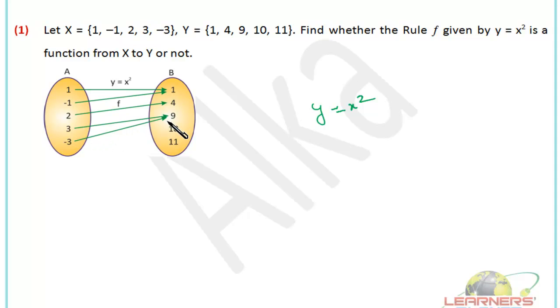After that, the second condition is that each and every element should have a unique image. That means no element in set A can have two or more images in set B. So we can see 1 is associated with 1 only, -1 is associated with 1 only, 2 is associated with 4 only, 3 is associated with 9 only, -3 is associated with 9 only. That means each element of set A has a unique image in set B. That means it is a function.